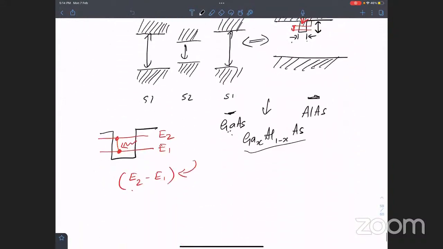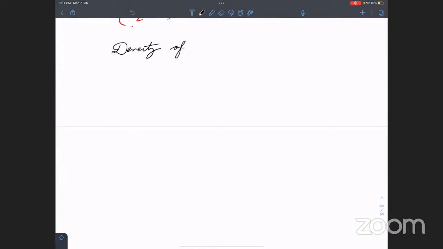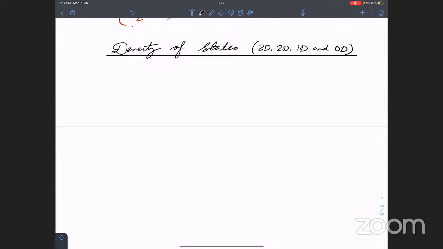Today, we're not going to do that exactly. There is one other topic that we want to cover today. It's called the density of states. And we're going to try to do this in 3D, 2D, 1D, and 0D. I'll tell you what this means. I don't know whether we'll be able to finish it in this class. So if not, we'll finish it in next class, right? So not a problem.